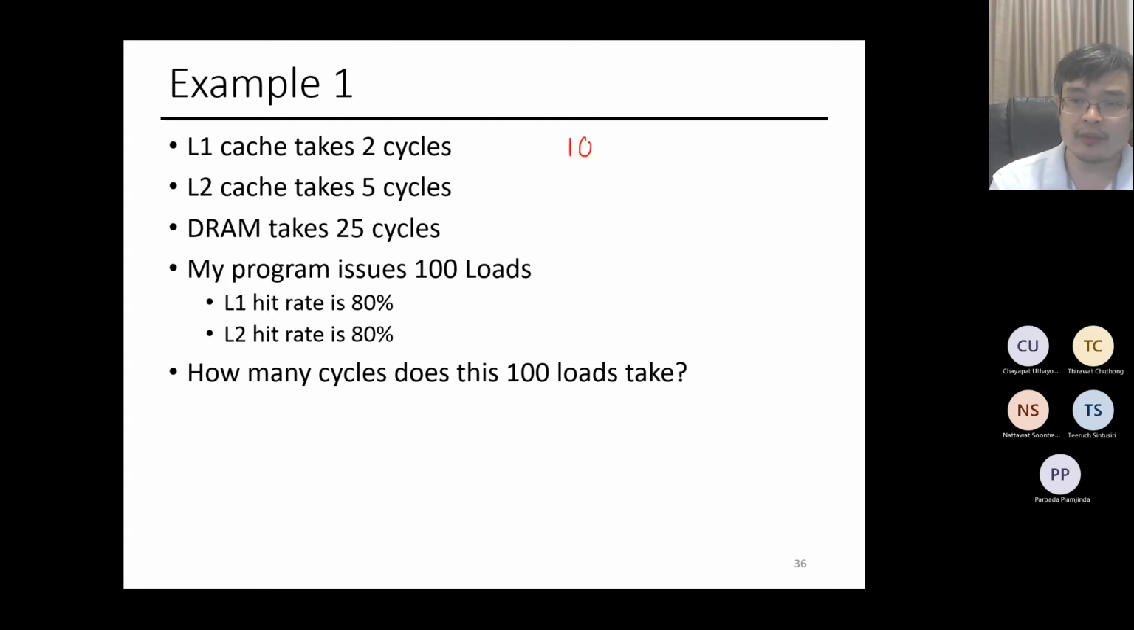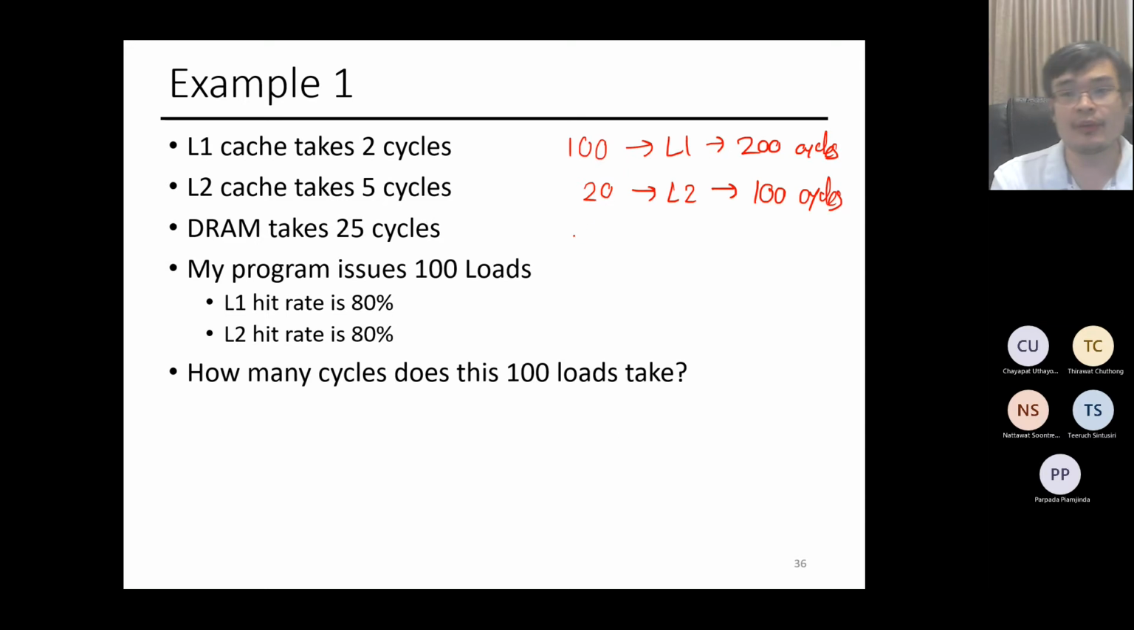So you have 100 loads. They all go to L1. So this is already 200 cycles. Right, and then 80% hit rate means that 20% are not hitting, so 20 of them go to L2. L2 takes 5 cycles, so that's 100 cycles in total, right? And then 80% hit rate again, so you have 4 more that have to go to DRAM. Those 4 would take 25 multiplied by 4, so that's 100 more cycles. So in total, this would take how much? 400 cycles, right? So these 100 loads would take 400 cycles.